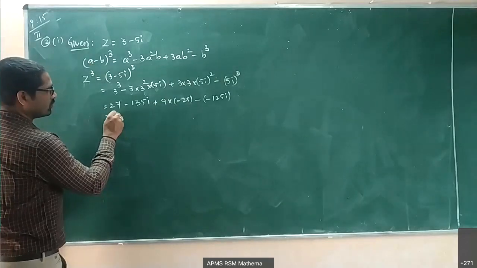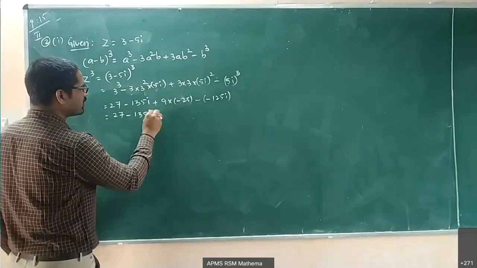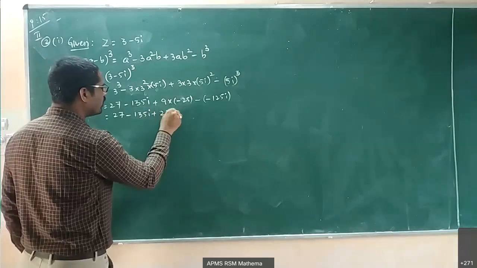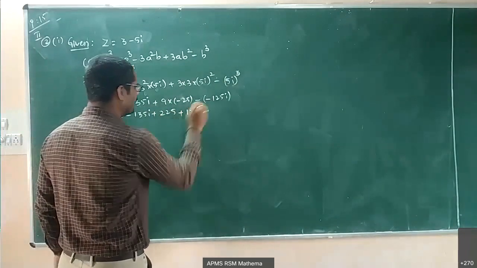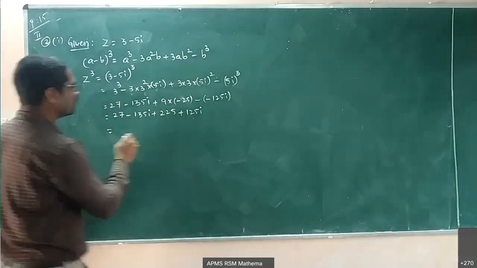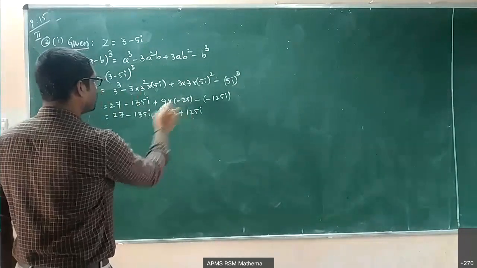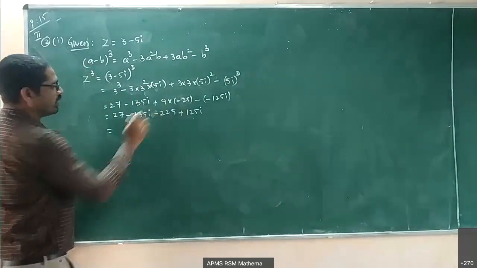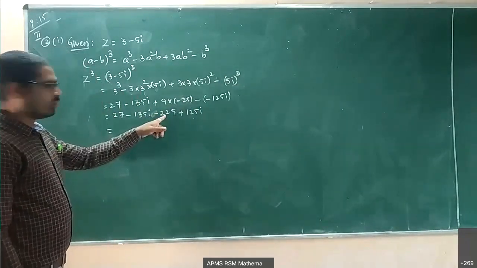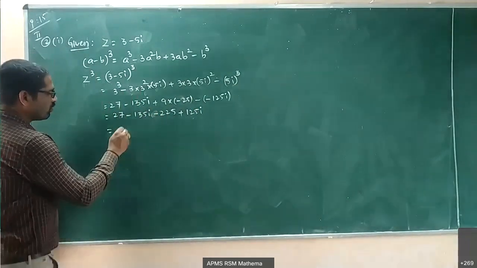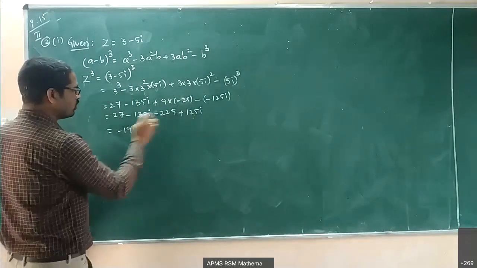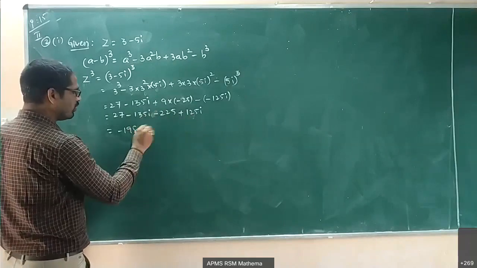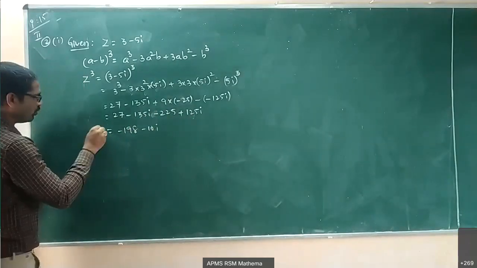27 minus 135i minus into plus 25, 9 is 225, minus into minus plus 125i. We further simplify. Now 225 minus 27 you get 198. Since 225 is larger, so minus. So here 135 minus 125 is minus 10. This is Z cube.